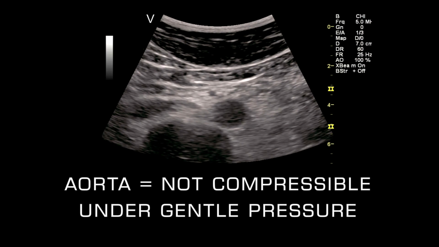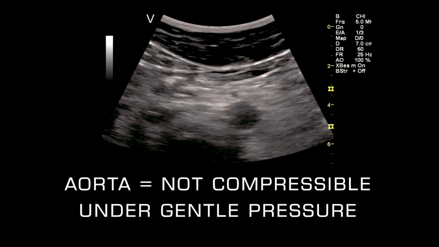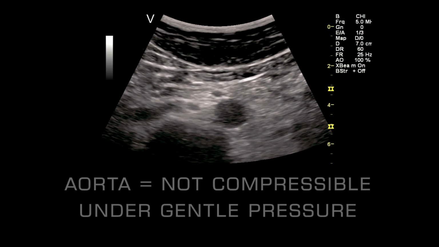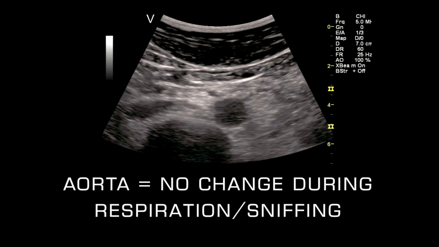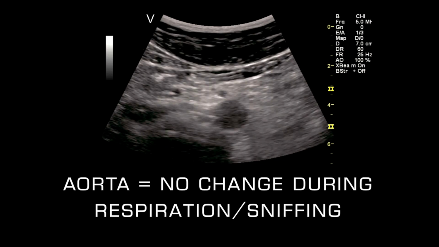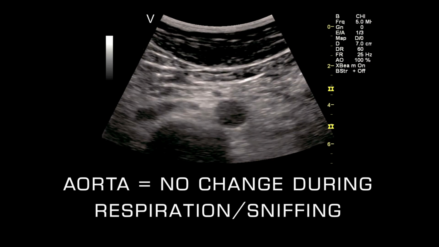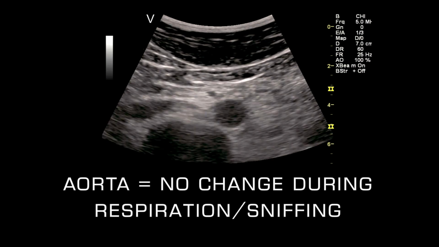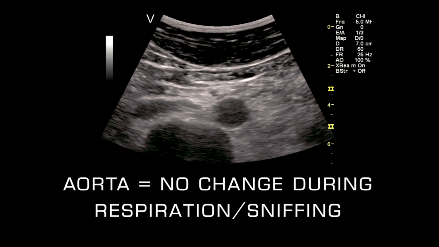The aorta is not compressible under gentle pressure, but the IVC is. The abdominal aorta shows no change in size with respiration or sniffing, whereas the normal IVC shows up to 50% or more change in diameter with respiration or sniffing.